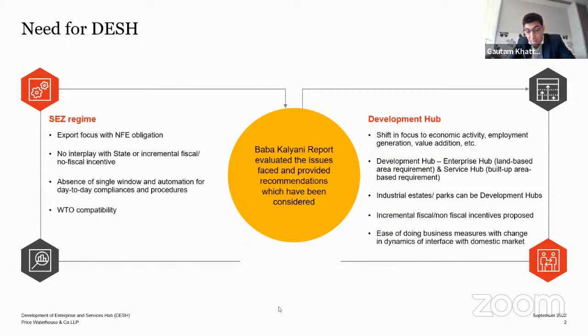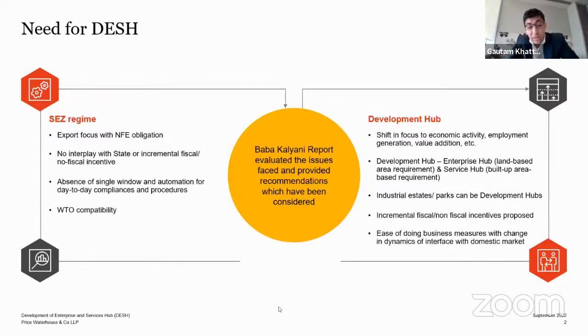The DESH bill will classify two types of development hubs, one being the enterprise hub and the other being the service hub. While the enterprise hub will have a land-based area requirement and will be allowed for both manufacturing and service activities, the service hub will have a built-up area requirement and will be allowed for service-related activities only. These hubs, which will come up under regional boards of the state, could be created by the center or state, or jointly by both, or by any goods or service provider.